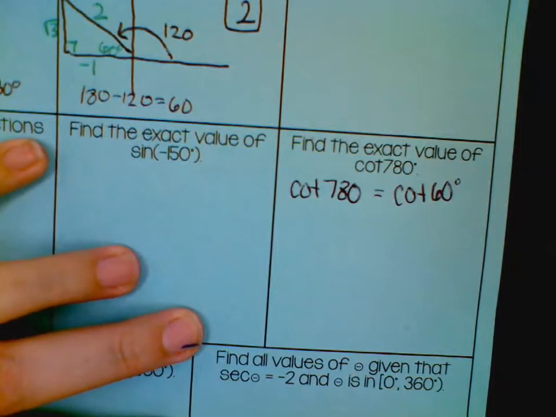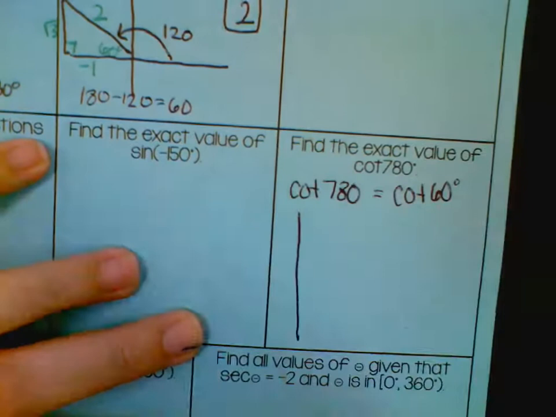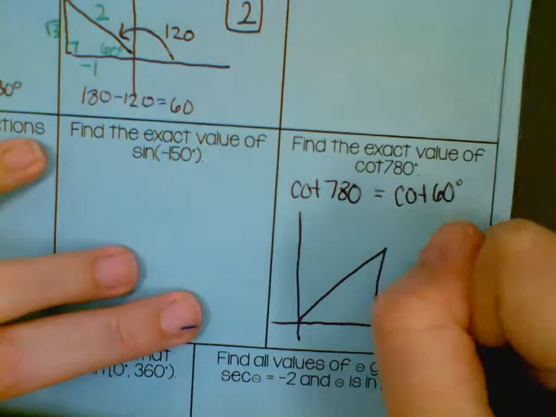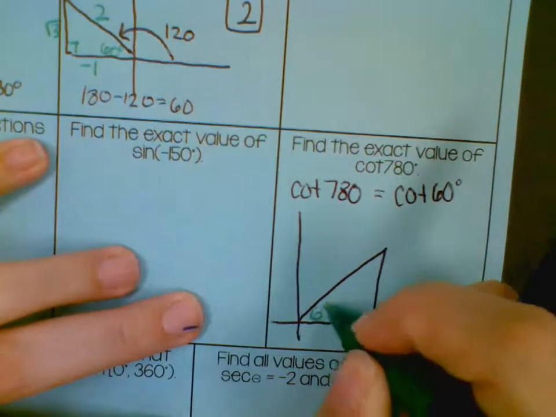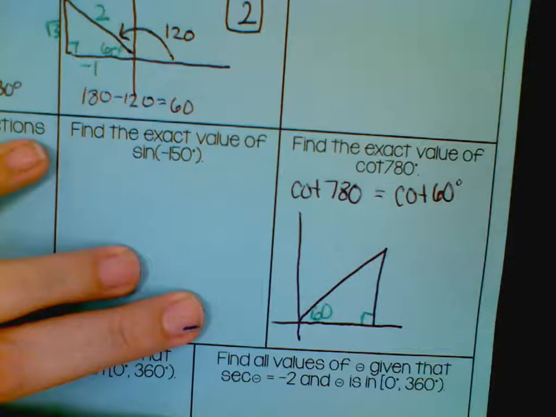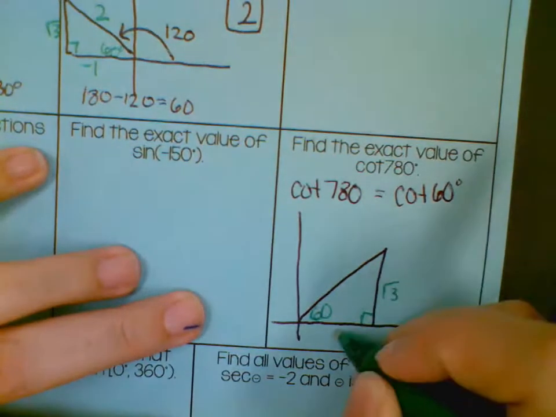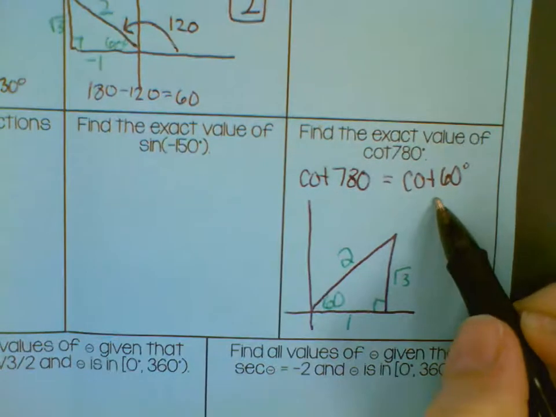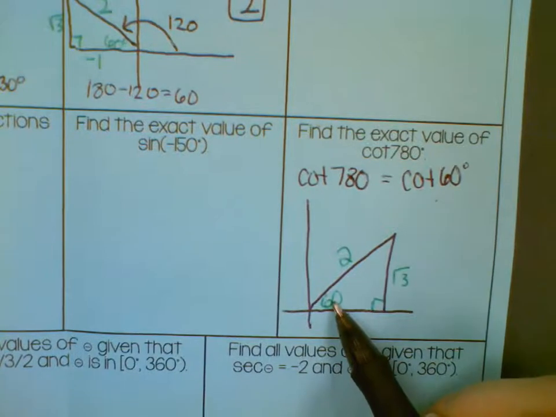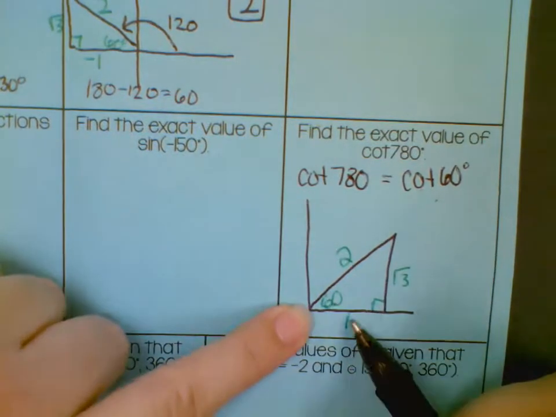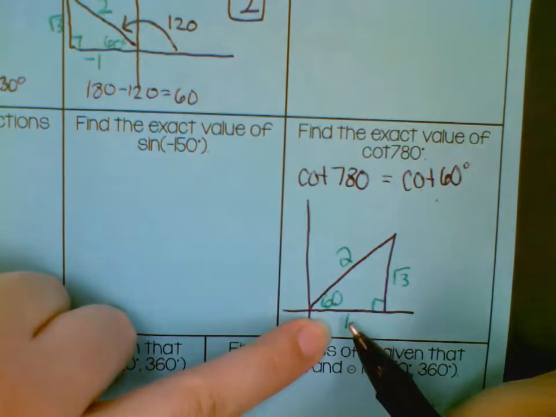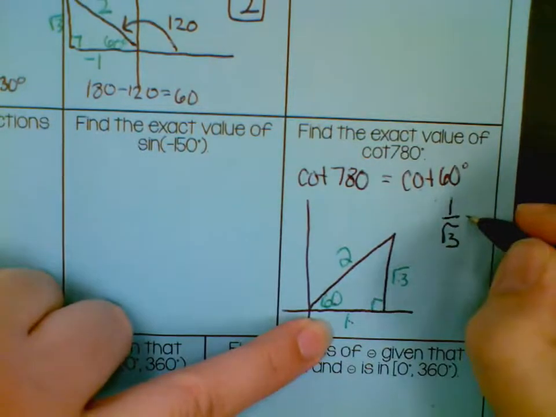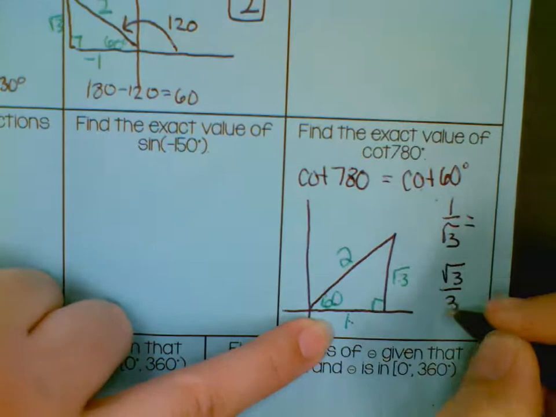Okay, so 60 is in quadrant 1, so we don't have to even worry about reference angles because we're in quadrant 1 and the reference angle equals theta. So our angle here is 60. So across from 60 is √3, across from 30 is 1, and the hypotenuse is 2. So we're trying to find the cotangent of 60. Well, the tangent of 60 is equal to opposite over adjacent. So the cotangent equals adjacent over opposite. So that would be 1 over √3. But if we rationalize, we end up with root 3 over 3.